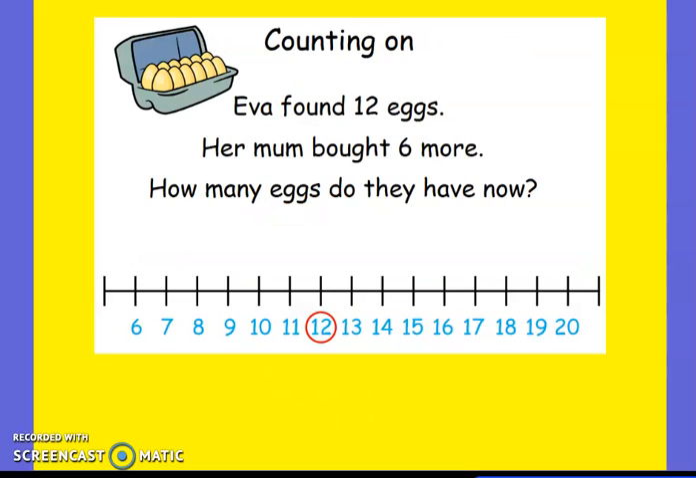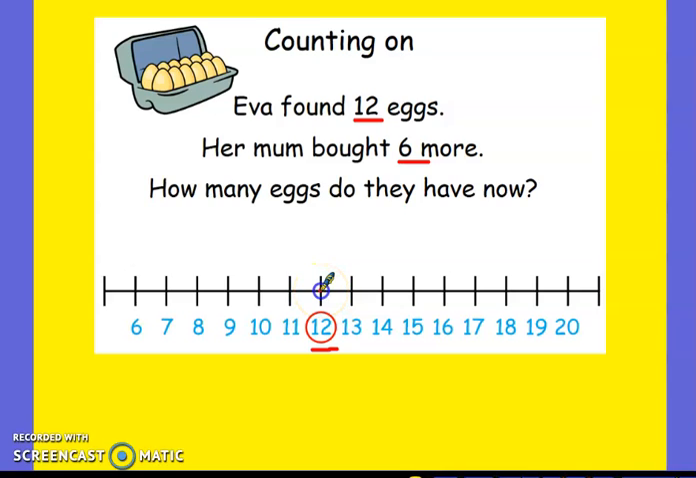Okay, let's have a go at this one. So Eva found 12 eggs. So that's where we're starting on our number line. It's been circled for you, but if you're not sure, you can always go back to your question. That's where we're starting. We're starting at 12. Her mum bought her 6 more, so that's how many jumps we're doing. How many eggs do we have now? We don't know. We won't know until we've done the 6 jumps. So we're starting on 12 and we're doing 6 jumps forward.